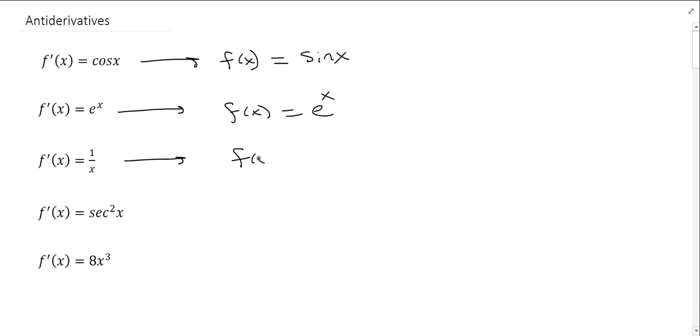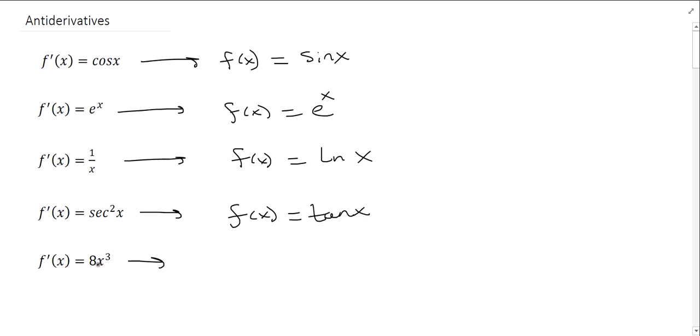What function do you differentiate to get a derivative of 1 over x? That will be natural log of x. We'll come back to this one. And what function, when you take its derivative, do you get secant squared? So you're hopefully starting to see what antiderivative means. If you have the derivative of something, where did it come from? So who has the derivative of secant squared? That will be tangent.